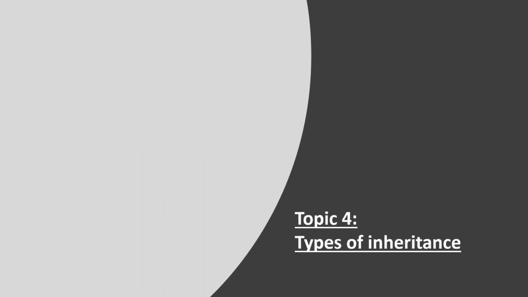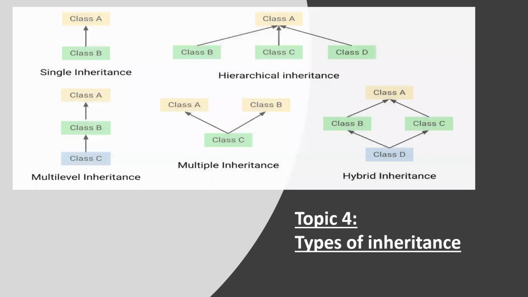So topic 4, it is an easier one. It is just a theoretical concept. How many types of inheritance exist? There can be many. We have used single inheritance, where one class is extending another. That we have done, single inheritance. So class B is extending class A.